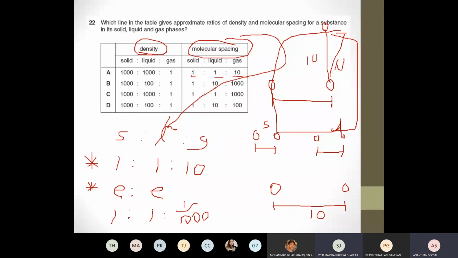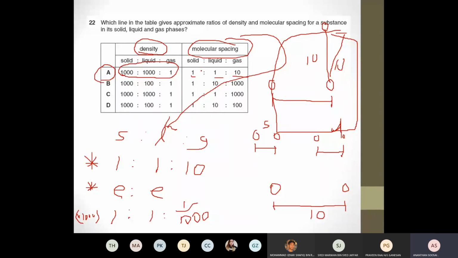This is the ratio of density. But to make a round figure, you multiply by how much? You multiply by 1000. What do you get? You get 1000 to 1000 to 1. So the answer should be A. These two are facts to remember.